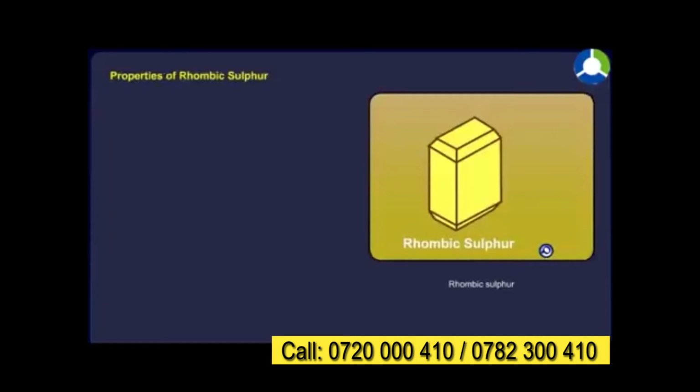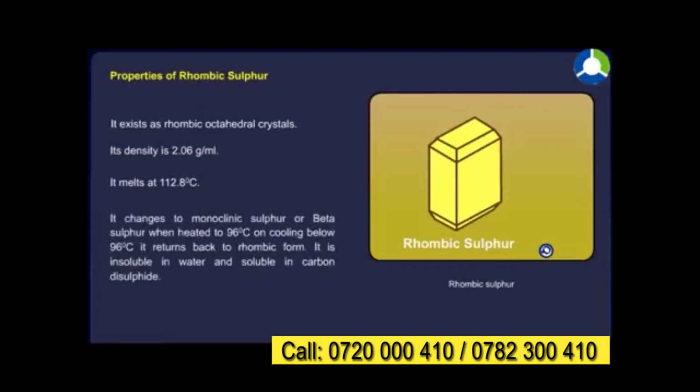Properties of rhombic sulfur. It exists as rhombic octahedral crystals. Its density is 2.06 gram per milliliter. It melts at 112.8 degrees Celsius. It changes to monoclinic sulfur or beta sulfur when heated to 96 degrees Celsius. On cooling below 96 degrees Celsius, it returns back to rhombic form. It is insoluble in water and soluble in carbon disulfide.